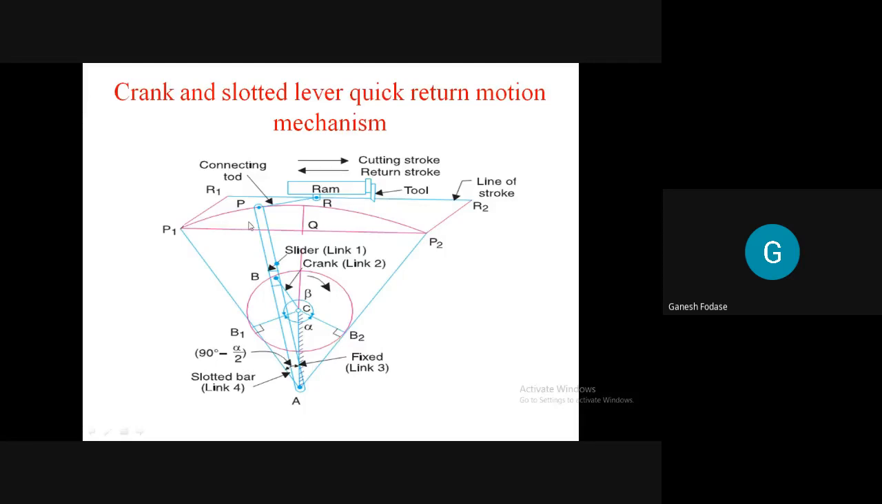Link AP, I'm saying AP1. It oscillates about point A. Initially, it is at, let's say, the extreme left, at AP1. It moves from AP1 to AP2, and again AP2 to AP1. So it oscillates. Link number 3 is fixed.